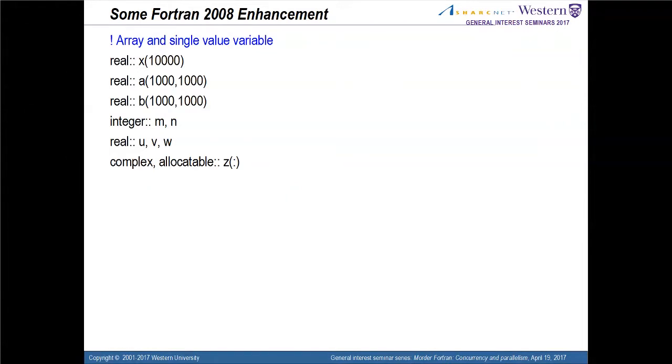And the next, now these are the declarations of arrays and single variables. So X, A, and B are one-dimensional and two-dimensional arrays.